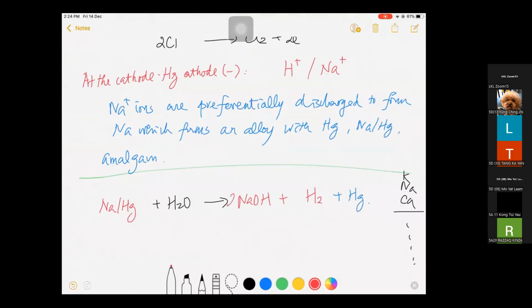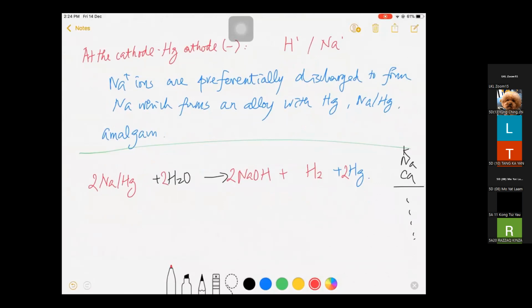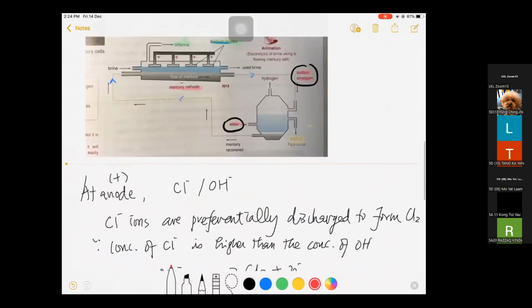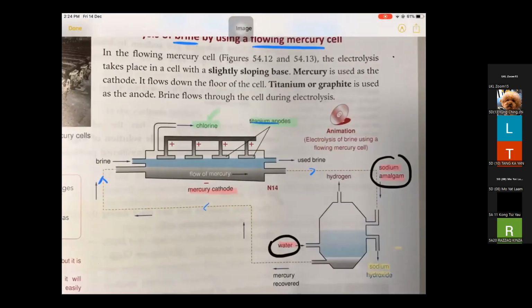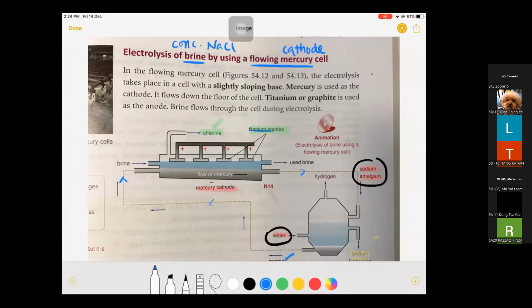Remember to balance this equation, we need to put 2, 2, and 2, and moreover 2, okay? And then look at mercury. Now, refer to the next video. Please remember, mercury is toxic, okay? And so mercury is recovered here, and then it flows back into the tank.